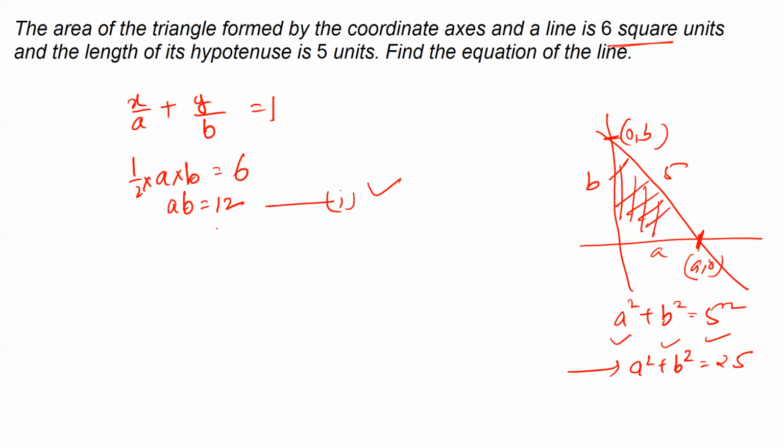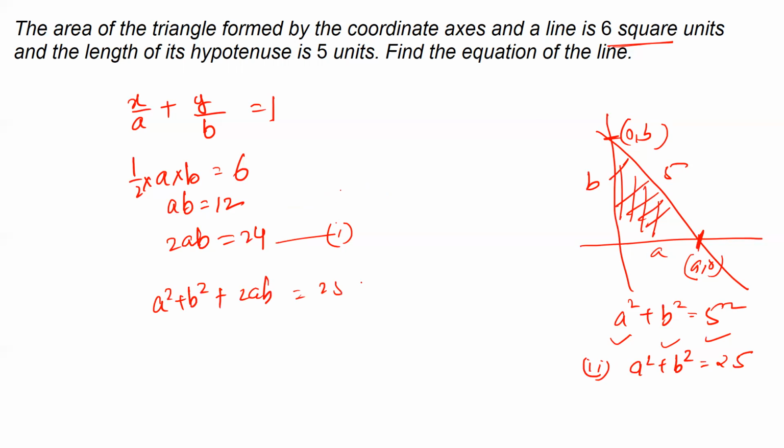So ab is equal to 12. So I have an idea in my mind. Let's multiply with 2 on both the sides. 2ab is equal to 24. And let's call this my second equation. No problem. So now you add equation number 1 and 2. So a square plus b square plus 2ab is equal to 25 plus 24. So you get a plus b whole square is equal to 49, because a square plus b square plus 2ab can be written as a plus b the whole square. Now a plus b whole square is 49. That means a plus b can be either plus 7 or minus 7.